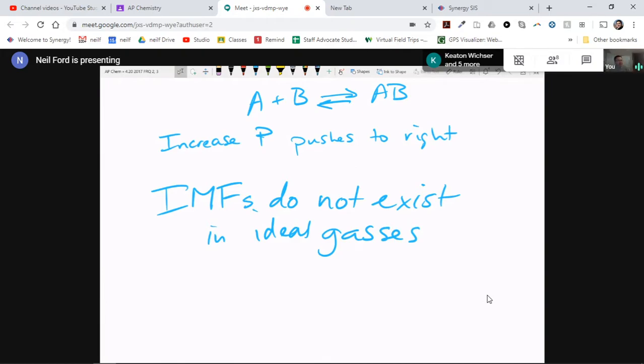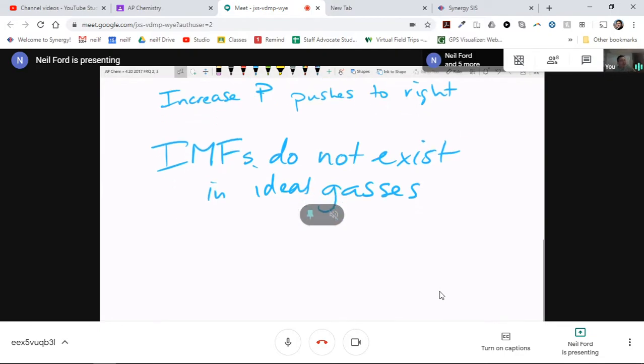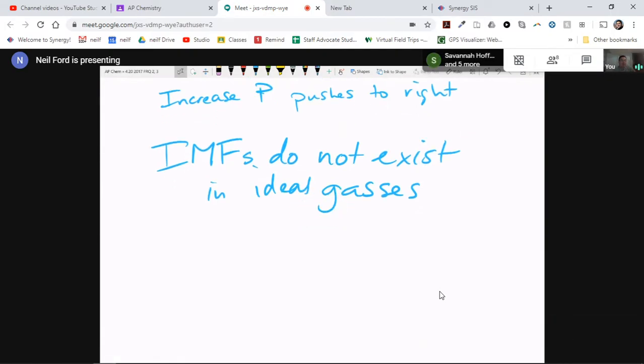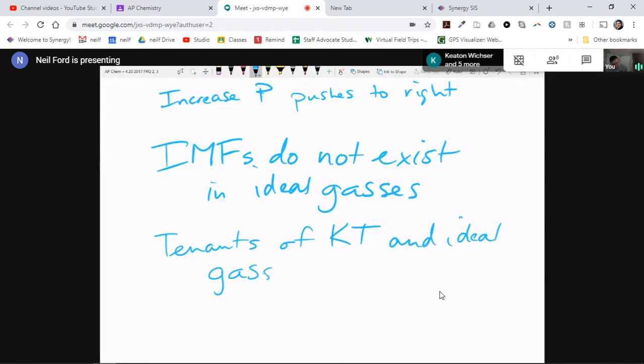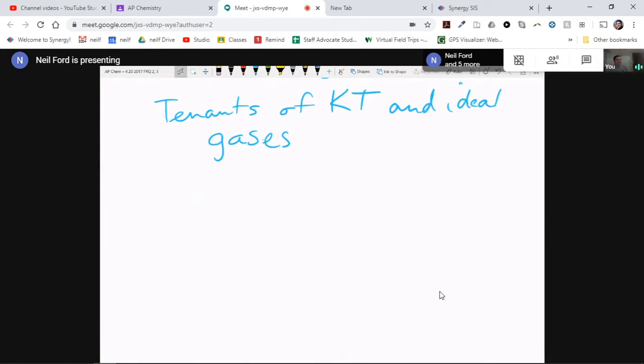We haven't talked about ideal gases, and maybe I'm going to stop here in a second. Where was I going with this? Let me think. Tenets of kinetic theory, and ideal gases. So the tenets of ideal gases, let's just talk about what makes a gas ideal, and then we can review the van der Waals equation.